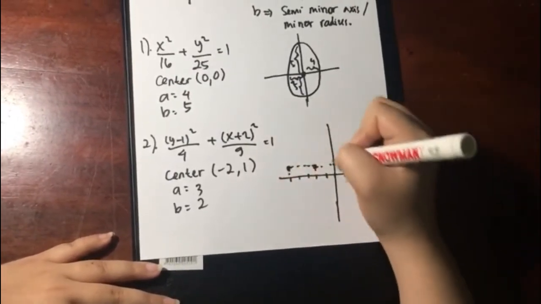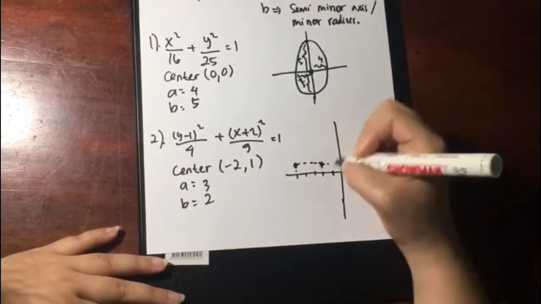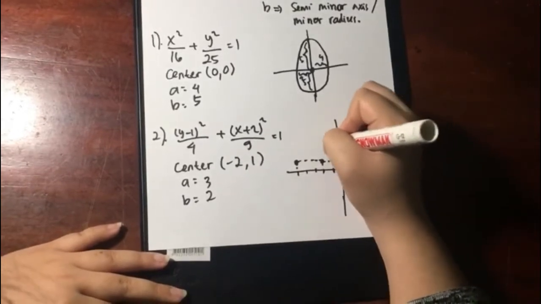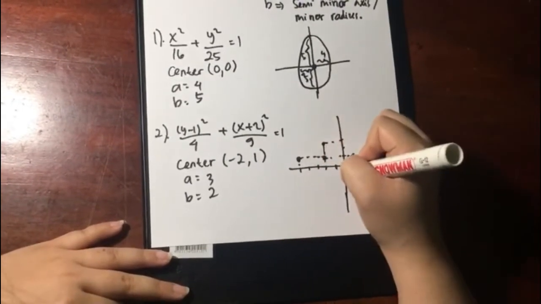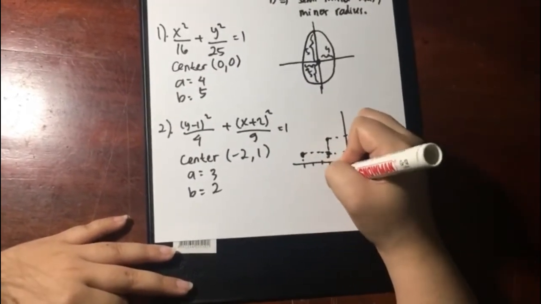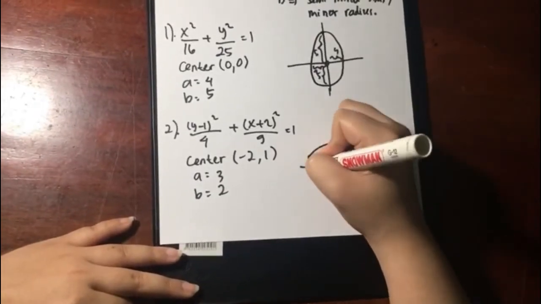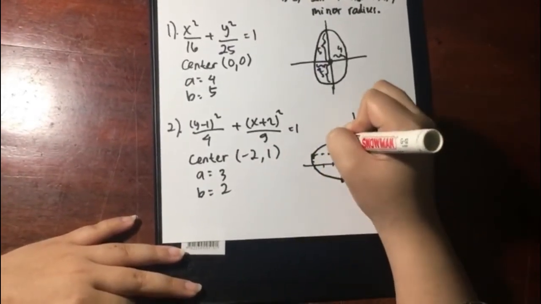Then B is 2 up, 1, 2, and 2 down, 1, 2. So we will have the ellipse look like this.